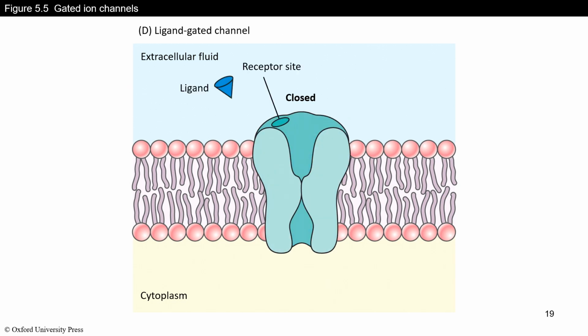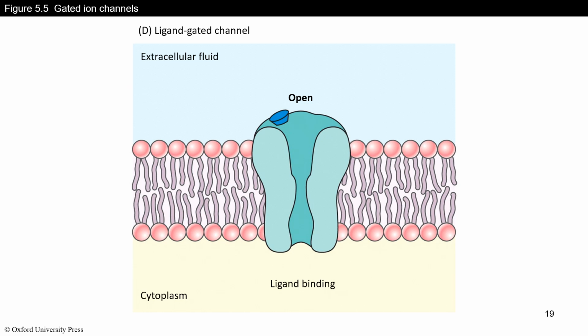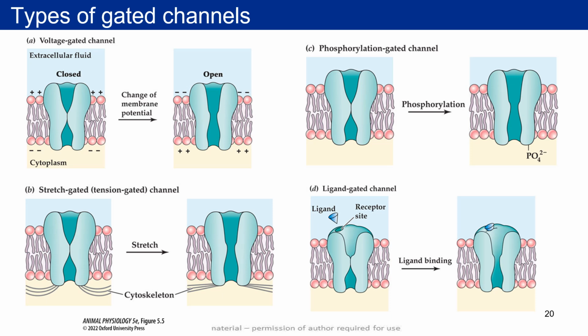The final type of gated channel we'll discuss is a ligand gated channel. When the appropriate ligand binds to the receptor site, the channel opens. So this type of gated channel is also called a receptor. This figure from your text summarizes all of the gated channel types we just went through. The previous slides were animated, so they may be hard to interpret in the PDF of this lecture. So the previous 4 slides are available as a PowerPoint file on Moodle.